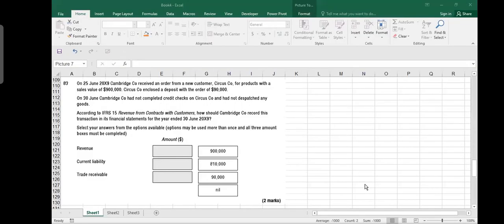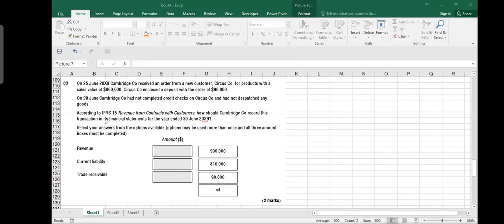Okay, this is now 83. Again, let's first read the requirement. It says, according to IFRS 15, revenue from contracts with customers, how should Cambridge Company record this transaction in its financial statements for the year ended 30th June 2009? Revenue, current liability, and trade receivable. We have to pick up these numbers. Okay, let's start reading the question. How much is revenue? How much is current liability?